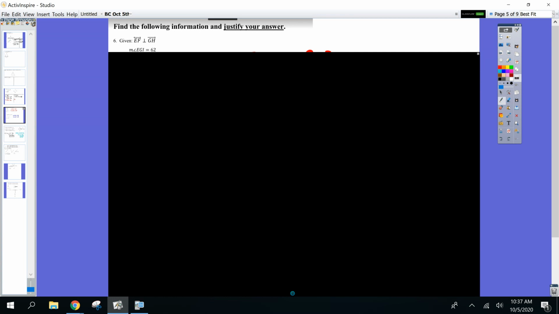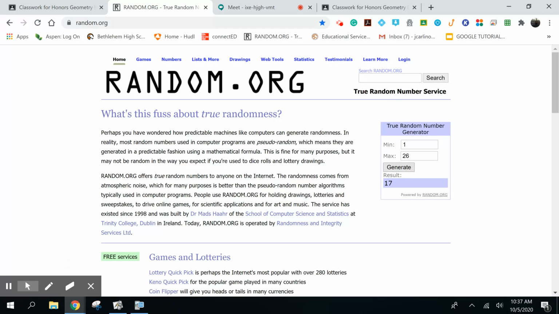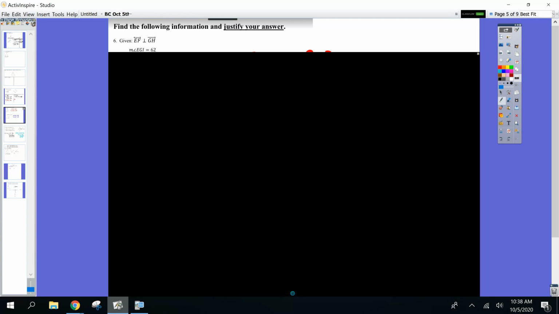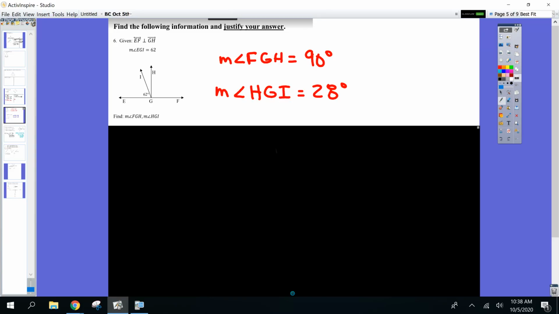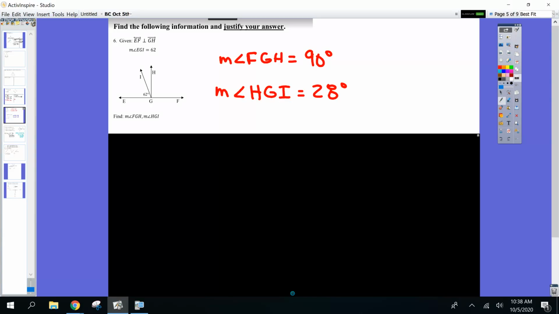EF perpendicular to GH. Perpendicular tells me I should be putting what marking on my diagram? Go ahead, Ryan. What marking should I put on my diagram? A 90-degree angle where EF and GH meet, correct? So that's why I erased it, but there is a right angle on both sides here. Here and there. I got right angles. So that's why FGH was 90, HGI was 28. Okay, everybody good? Made a 90-degree angle.